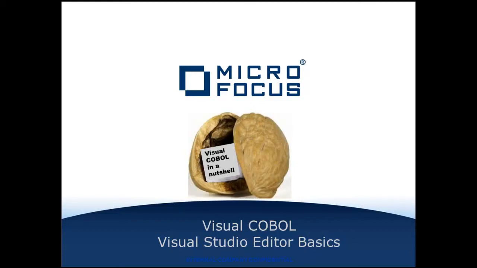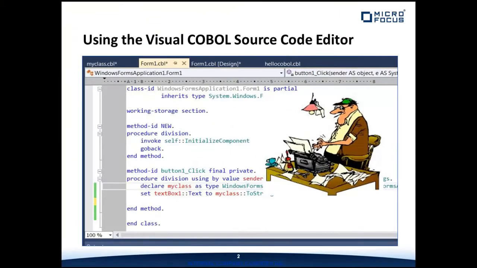This module covers the basic source code editing features available in Visual Studio. The Visual COBOL source code editor is an essential part of the overall integrated development environment of Visual Studio. Editor windows are used to view, modify, and debug your source programs, whether they are procedural in nature or object-oriented COBOL classes.